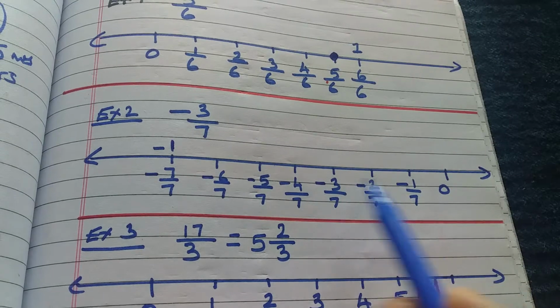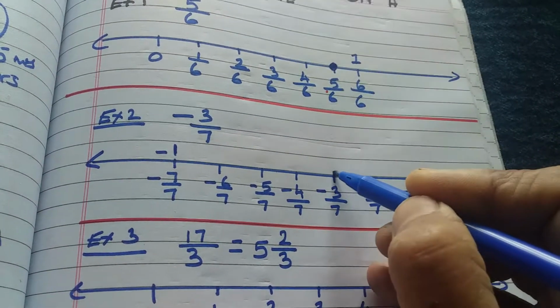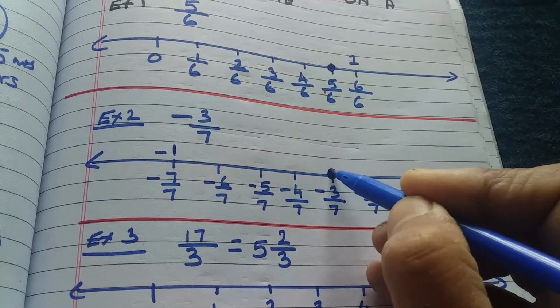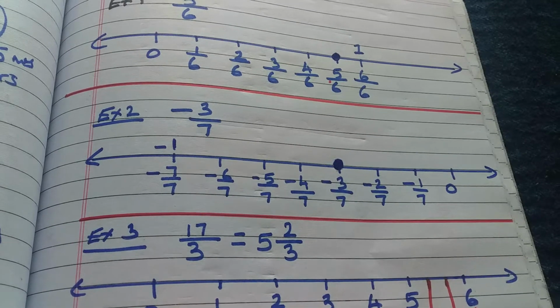Because it is on the left hand side, we put negative signs. Now where is minus 3 by 7? Here is minus 3 by 7. This is the position of the point minus 3 by 7. This is for proper fractions.